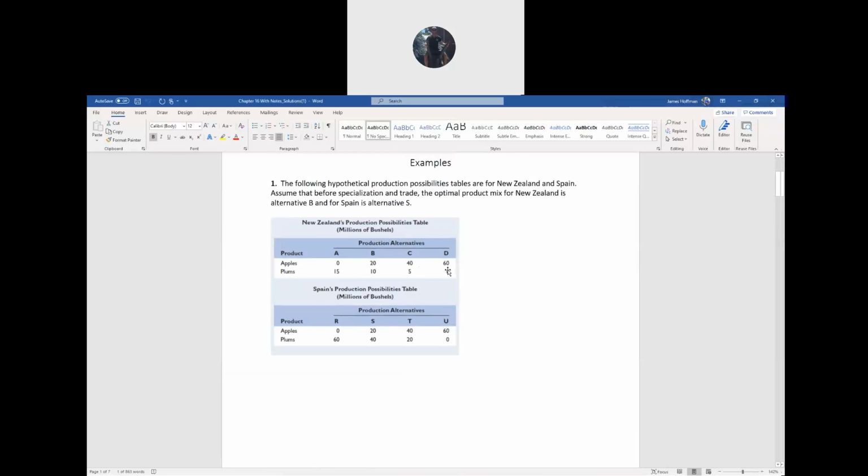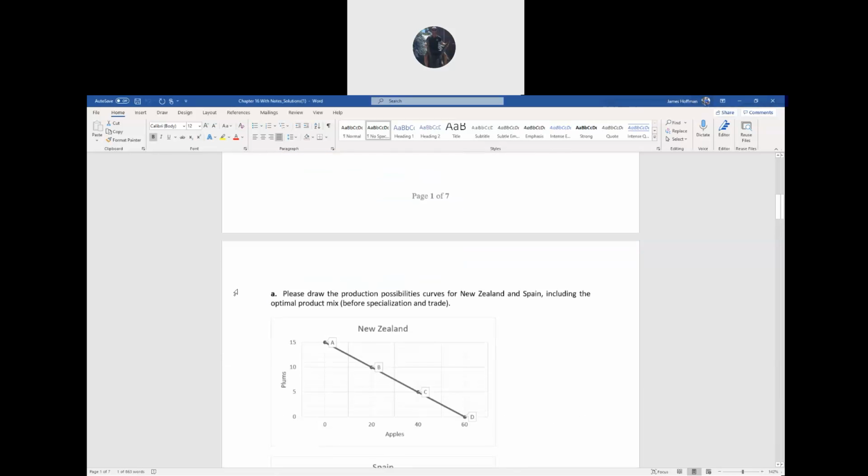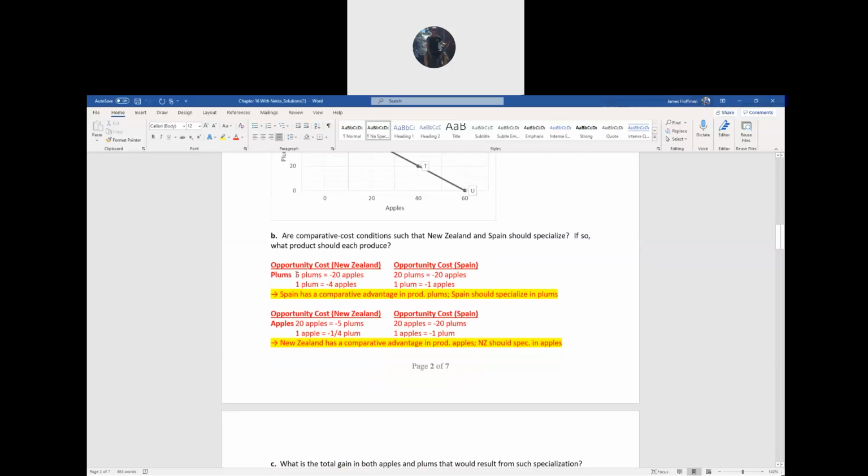Okay, look at the chart here, and you can see that every time they produce 5 plums, they give up 20 apples, right? Plus 5 minus 20, plus 5 minus 20 no matter what. So each time they produce 5 plums, they give up 20 apples. Okay, that's 5 plums equals minus 20 apples. Now, to get that in terms of just 1 plum, just divide by 5, right? And that just means that 1 plum is equivalent to giving up negative 4 apples. Okay? Now, what about plums for Spain?